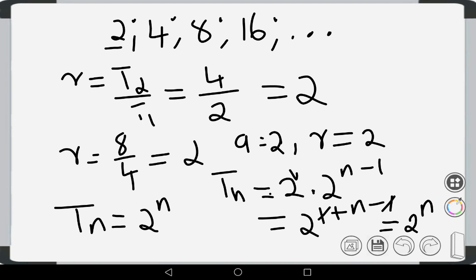If we substitute, for example, we want to get t4, then it's 2 to the power 4, which gives 16, which is true. The formula is fine. So we have t1, t2, t3, and t4, which is 16. This is how you get the general formula for a geometric sequence.